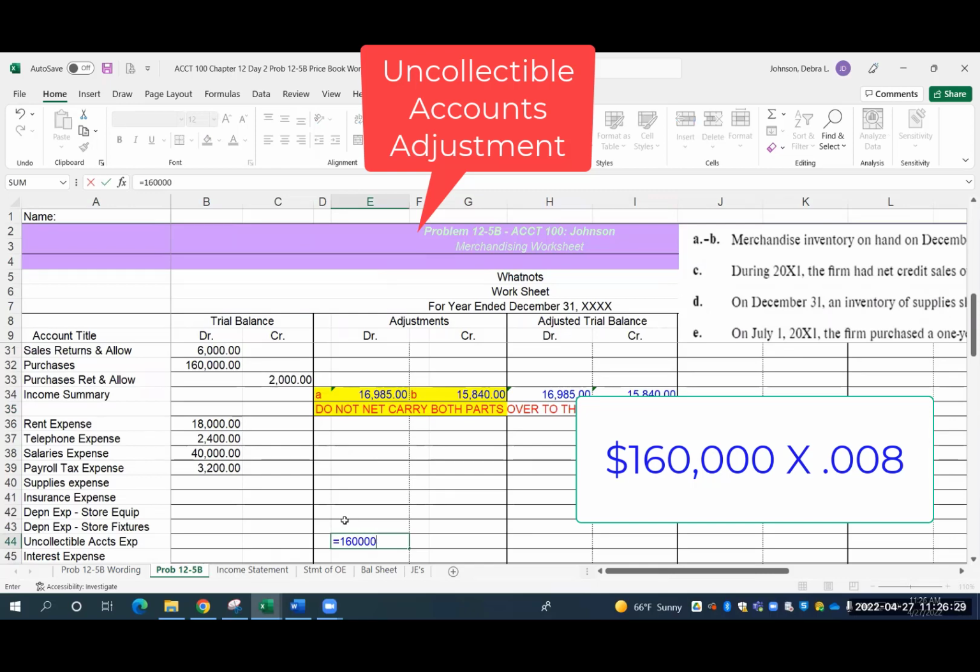160,000 times 0.008. Let's check ourselves and see what we come up with. I got 1280. Anybody else get that?